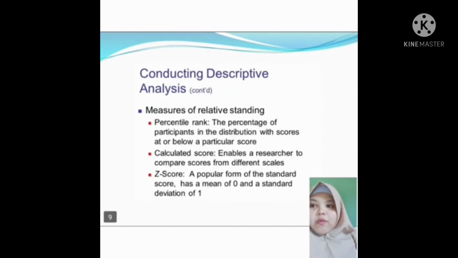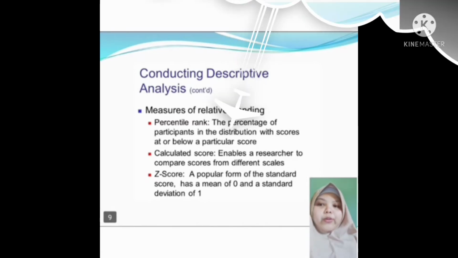And the last is measure of relative standing. There is percentile ranks, the percentage of participants in the distribution with scores at or below our particular scores. Third is calculate scores, enables a researcher to compare scores from different scales. And the last is z-scores, a popular form of the standard scores, has a mean of 0 and a standard deviation of 1.